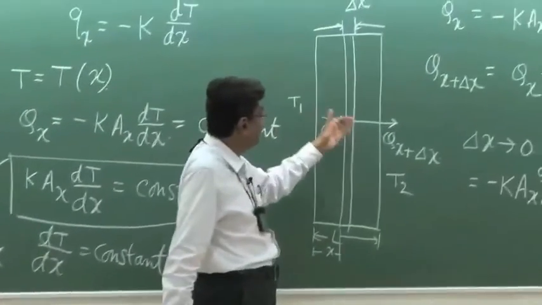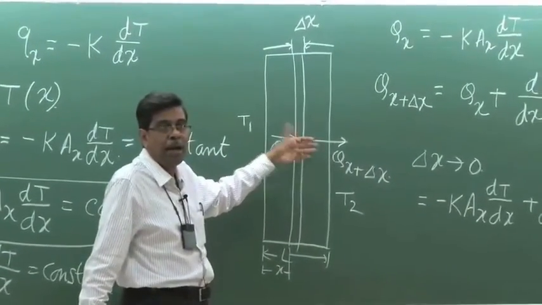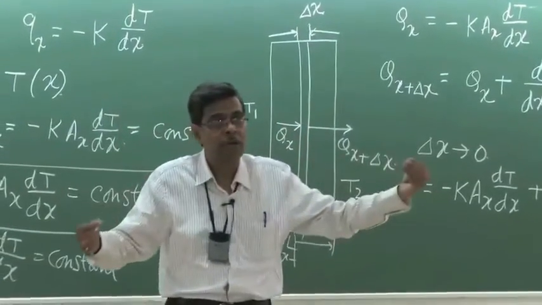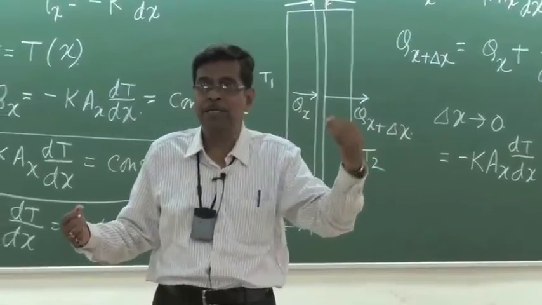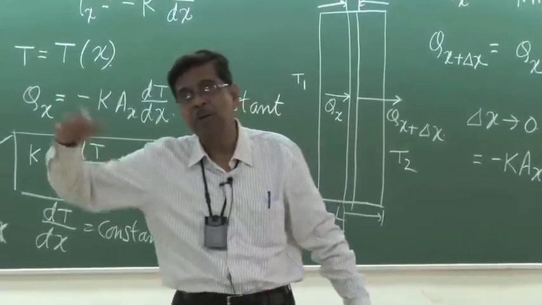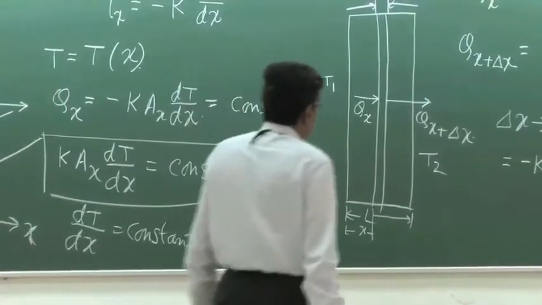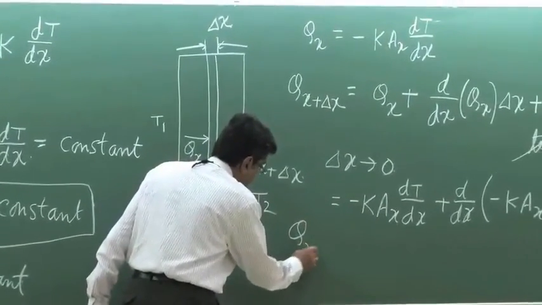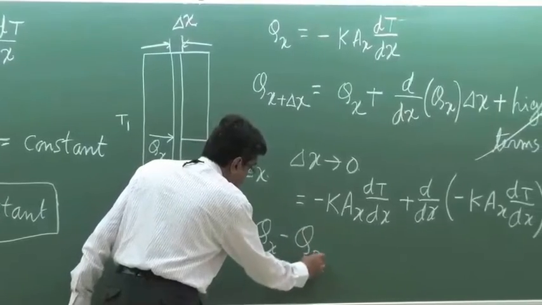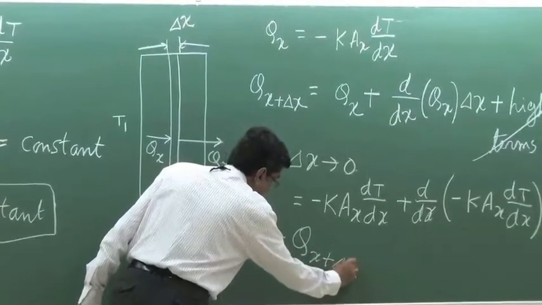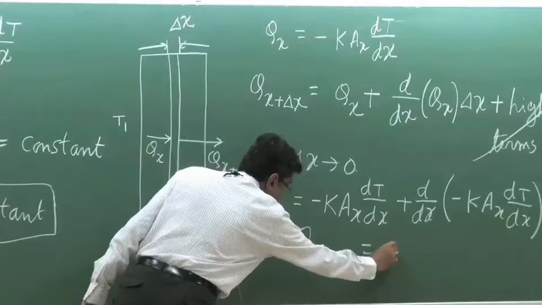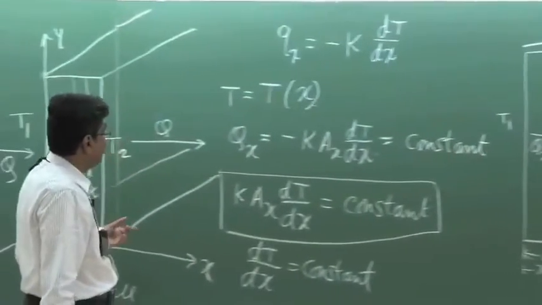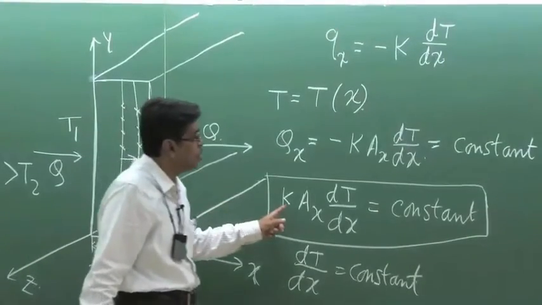Whatever it receives, it will allow to go out. That means a steady state control volume. Influx of any material, whether it is mass or energy, equals the efflux. So therefore, one can write Qx minus Qx plus del x equal to 0. And if you make this thing, you arrive at this same equation, that this is constant.